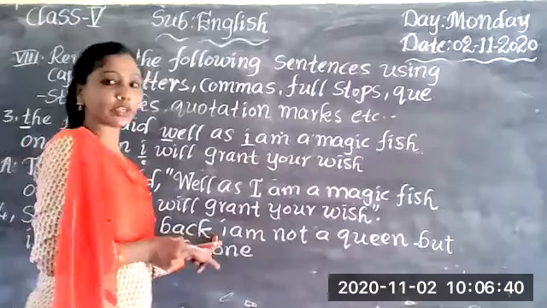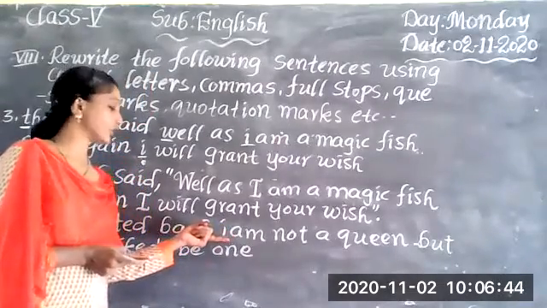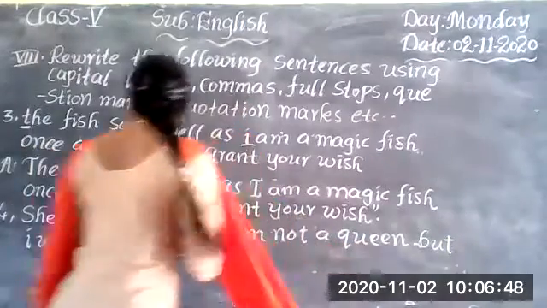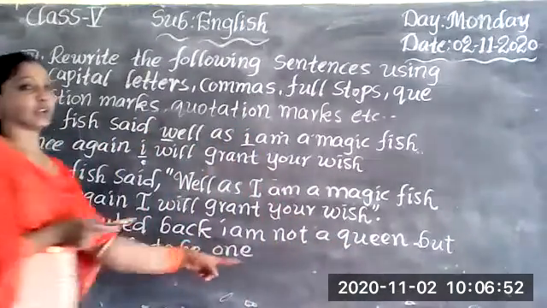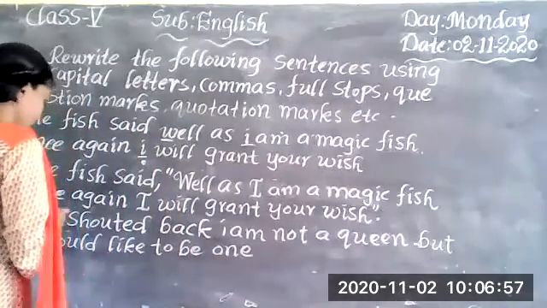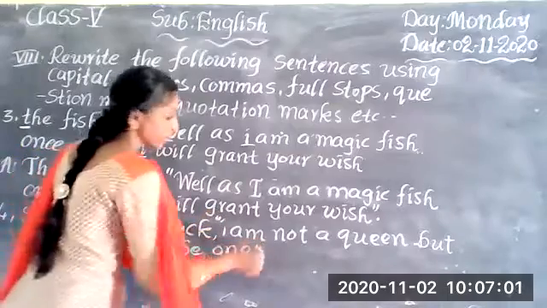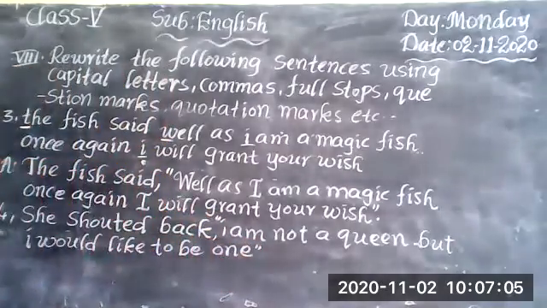After that, we have to put a comma. I am. The pronoun I comes, that means we have to change it into capital I. I am not a queen, but I should be capital, would like to be one. After that, we have to close with quotation marks. Here the quotation marks will start, and here we have to close with a quotation mark and then put a full stop. Will you write that sentence?